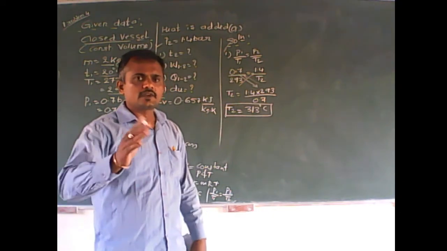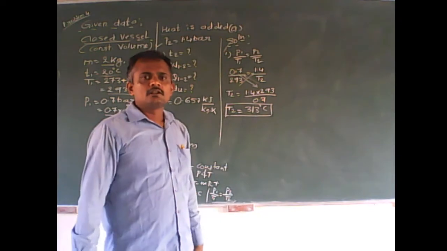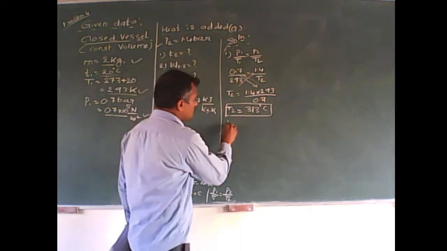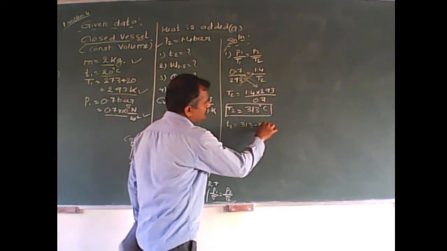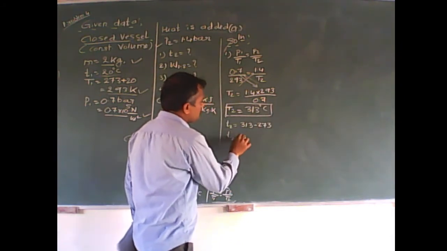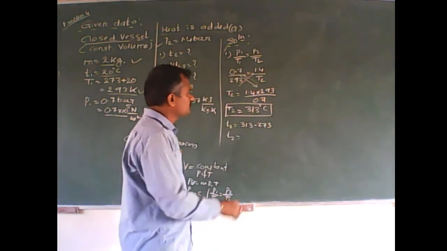At the same time, you cannot keep this value in absolute temperature. Instead, we have to keep it in degrees Celsius. Okay, so how to get degrees Celsius? T2 equals 313 minus 273. What we can get? T2 equals 13 and 17.